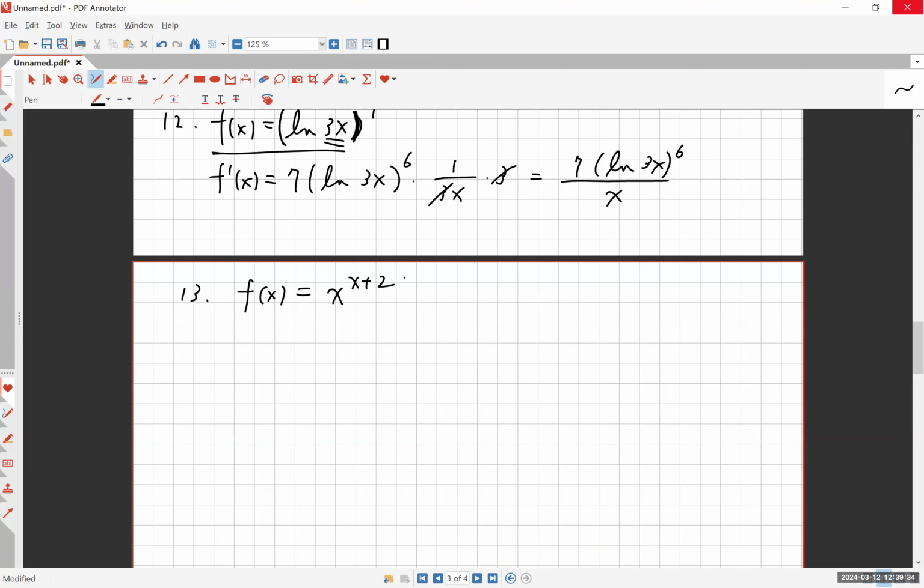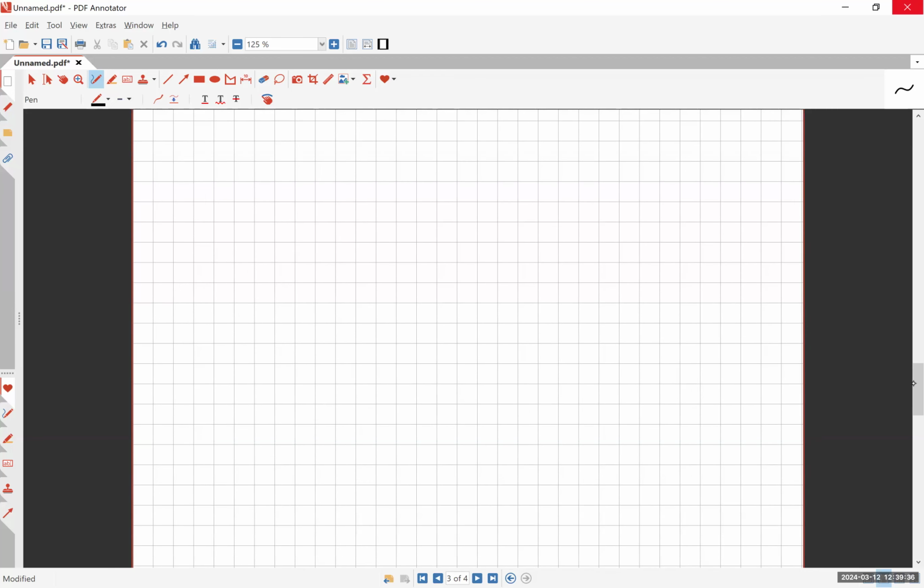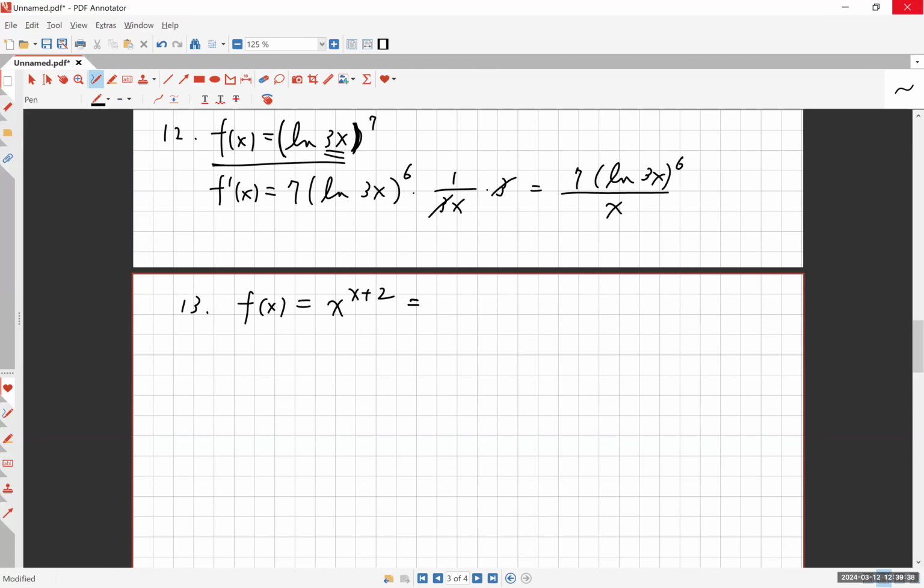This is a situation that calls for what? Logarithmic differentiation, which is a type of implicit differentiation. So take ln of both sides. Okay, that's a recommendation. That's a tip, a hint. So when you take the ln, let's write y on this side. Ln of y is equal to the ln of x to the x plus 2.